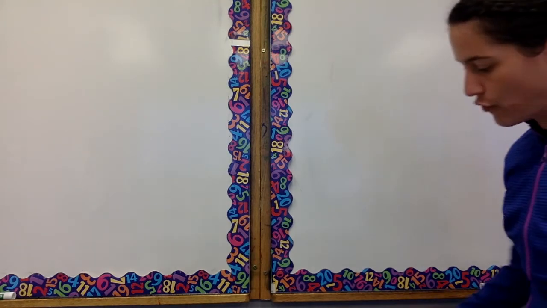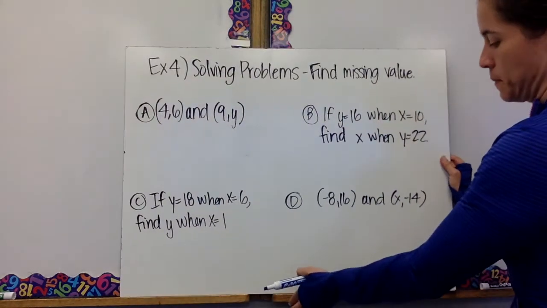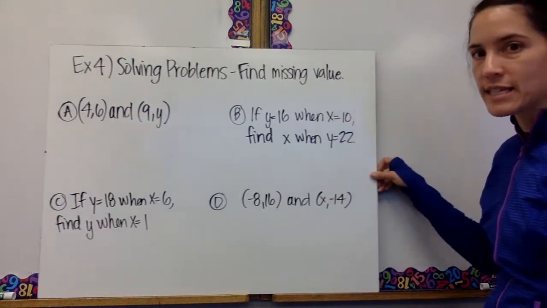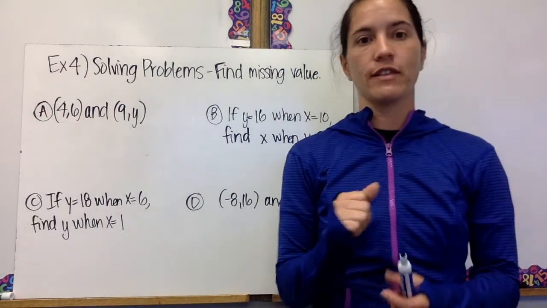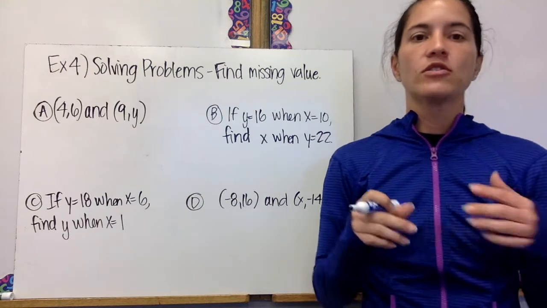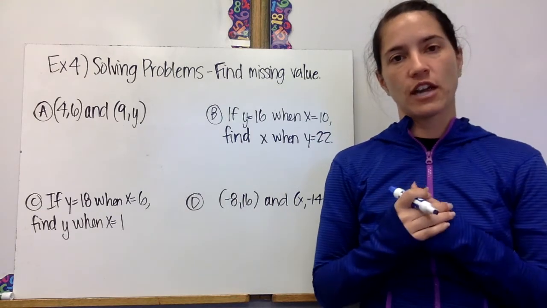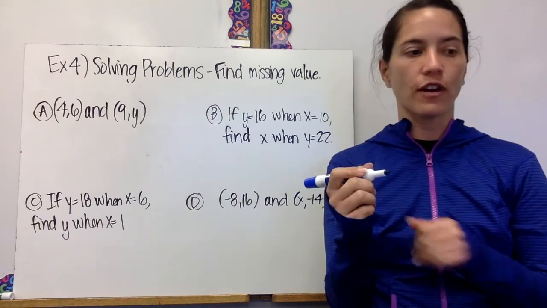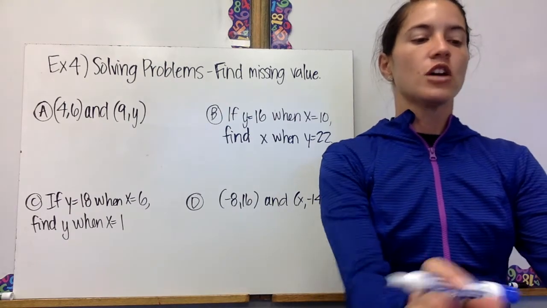All right, example 4, this gets down to the nitty gritty of this lesson. This is what we're talking about. Solving problems using direct variation. So we need to find the missing value. There are a few steps to this process.